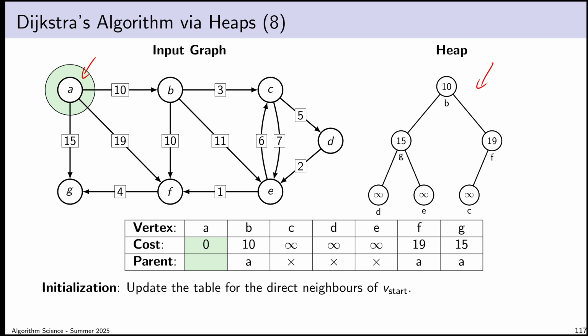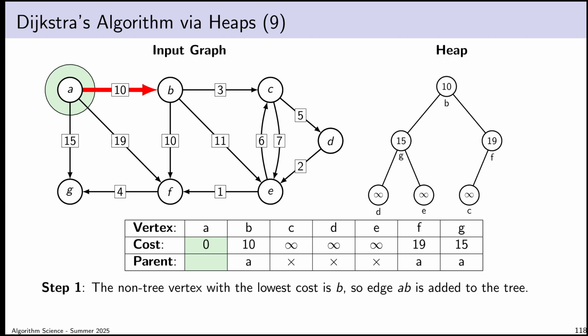So I do that. I then relax the edges to its neighbors. So I update B, F, and G. I, of course, make sure that those updates are synchronized with my heap, which requires rearranging my heap, obviously, so that the minimum element is still the root. But we know that that can be done in log n time. And then I just go through as before.